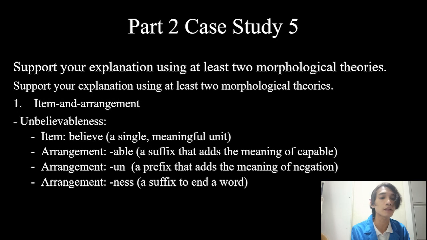Then support your explanation using at least two morphological theories. I used the same theory from case study one, I guess. The first theory is item and arrangement. The word is unbelievableness. The item is belief, a single meaningful unit. The arrangements: the first arrangement is able, a suffix that has the meaning of capable. The second arrangement is un, a prefix that has the meaning of negation, and the last arrangement is ness, a suffix to end the word. So it's from belief to become believable, and then to become unbelievable, and the last one is unbelievableness.